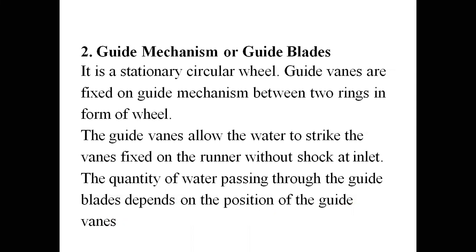See here, at the outlet of the runner, guide vanes are present. It is a stationary circular wheel. Guide vanes are fixed on the guide mechanism between two rings in front of the wheel. The guide vanes allow the water to strike the vanes fixed on the runner without shock at the inlet. The quantity of water passing through the guide blade depends on the position of the guide vanes, meaning we can adjust the blade angle here.